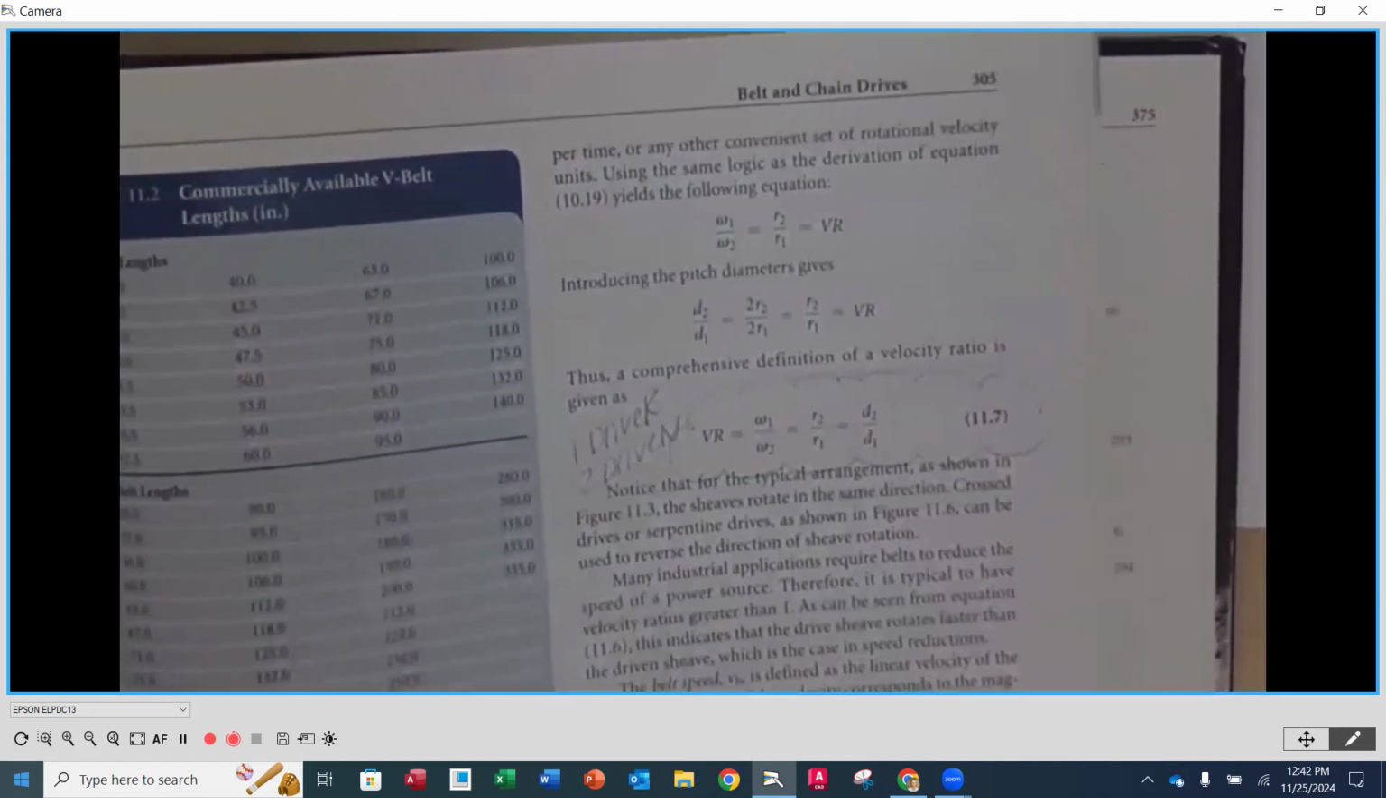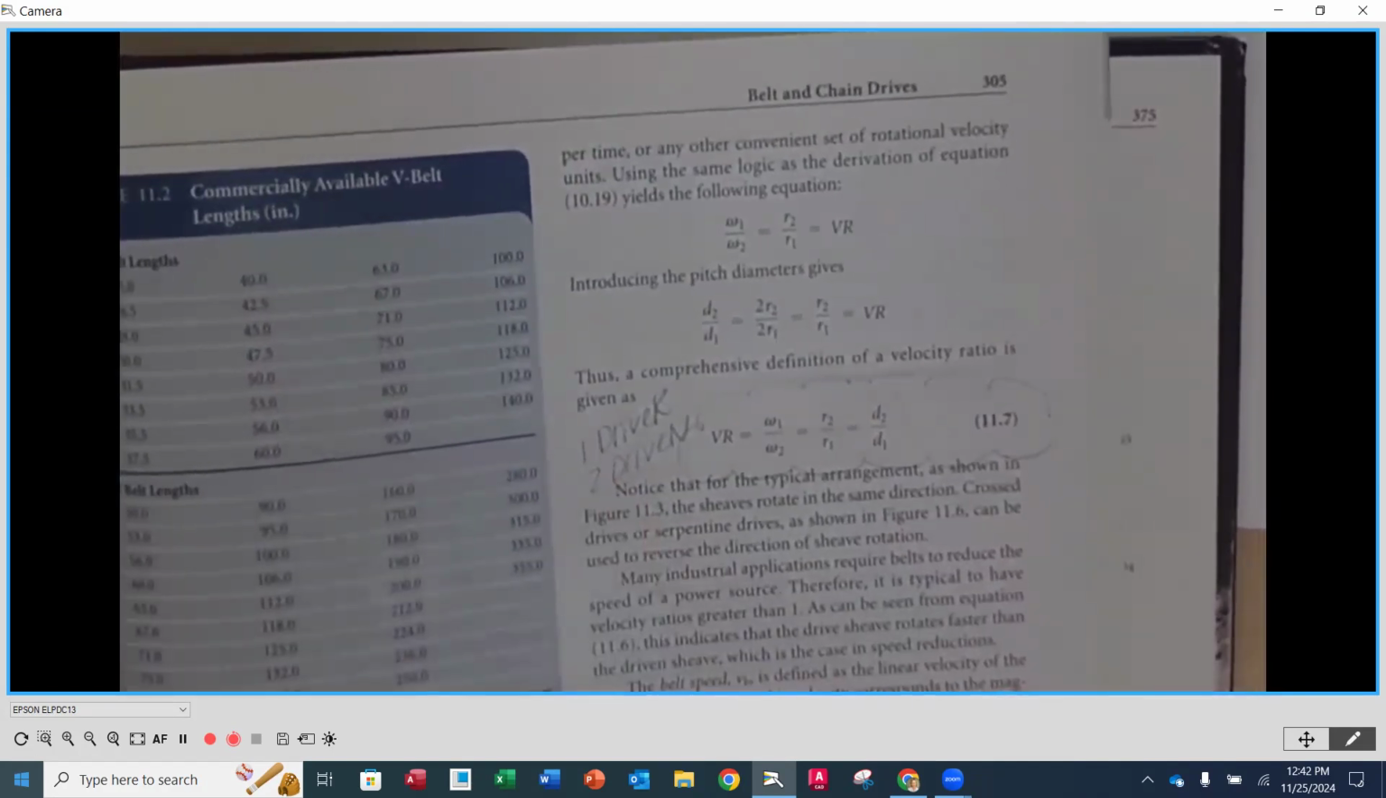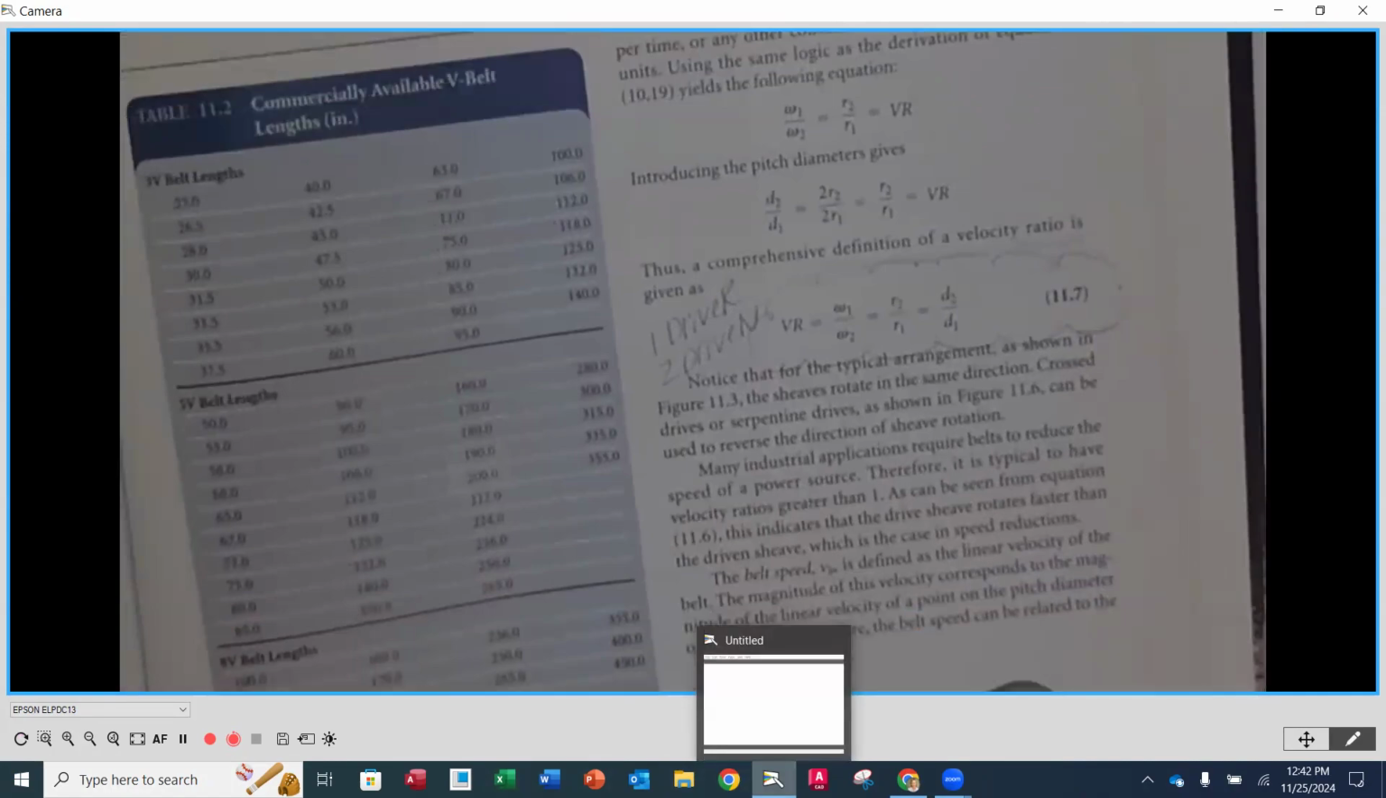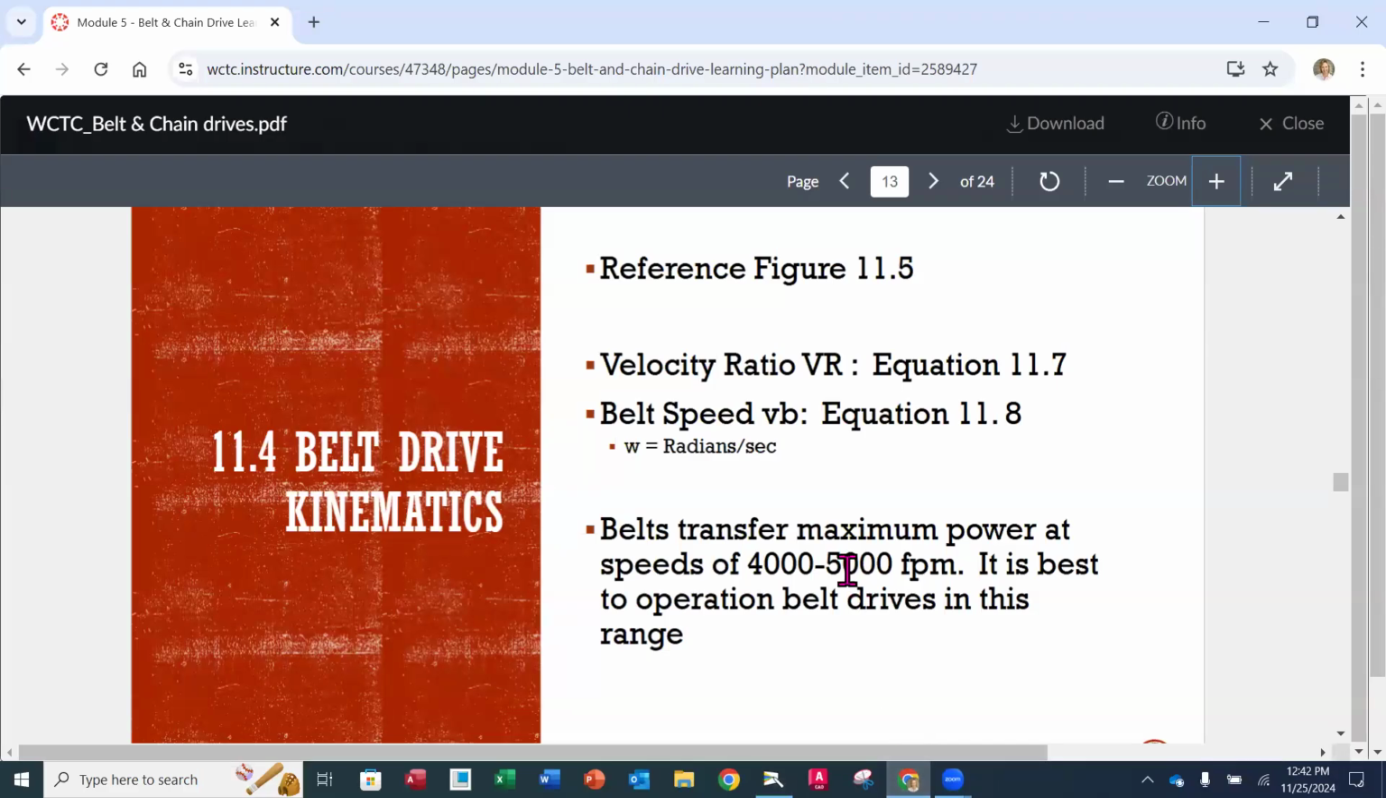Okay. Now, just a reminder, I have this little note here. 1 is always the driver and 2 is always going to be the driven, or the output. So input is going to be our 1, output is going to be our 2. I think this is on here as well.